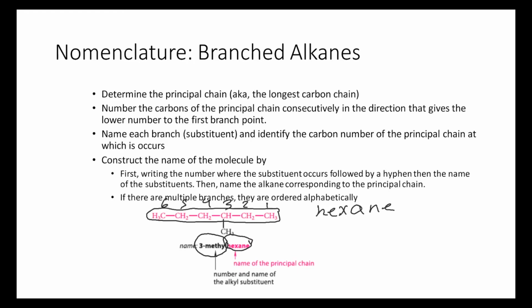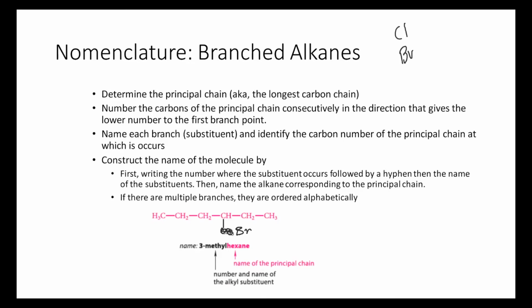This was a pretty straightforward molecule. Let me give you another scenario. What if, instead of having this methyl, we have Br, which is a bromine? Before we try to name that, if you have substituents like chlorine, bromine, or fluorine, they're going to be named chloro, bromo, and fluoro. Hopefully I spelled that correctly. There you go: chloro, bromo, and fluoro.